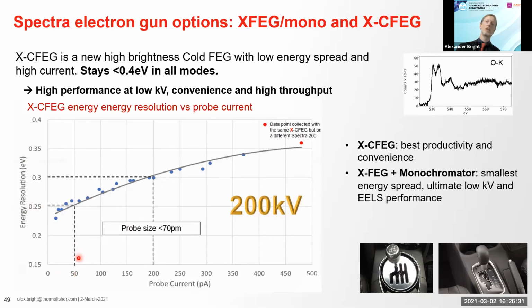So you really have enough current, even at these good energy resolution regimes, to get a lot of really valuable data, even at atomic resolution. When you need the ultimate energy spread, you can use the XFEG monochromator gun option instead.